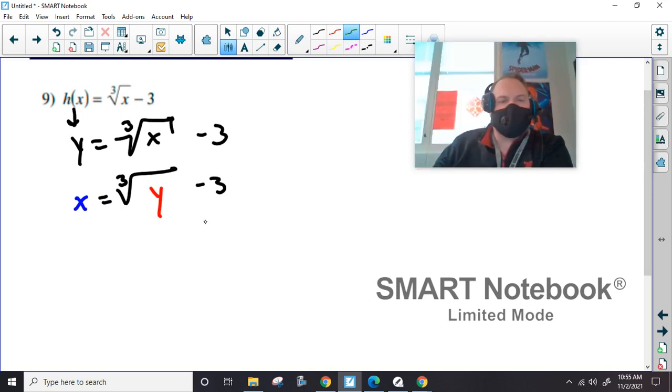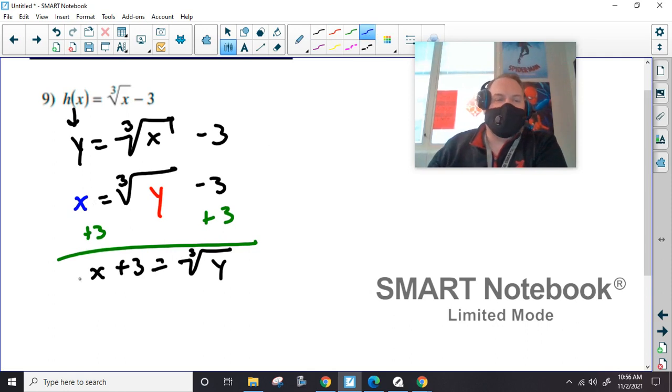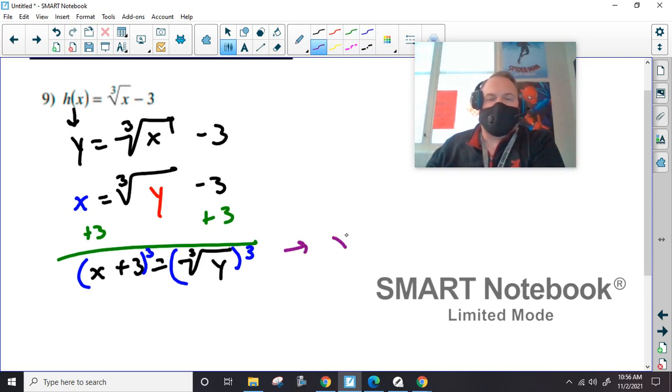So what we would do first is we would add 3 to both sides. We changed the h, as I said earlier, to y. Then we swap the x and y's, and now we're solving for y. All right, from right here, we cube both sides. So our final answer would be y equals x plus 3 quantity cubed.